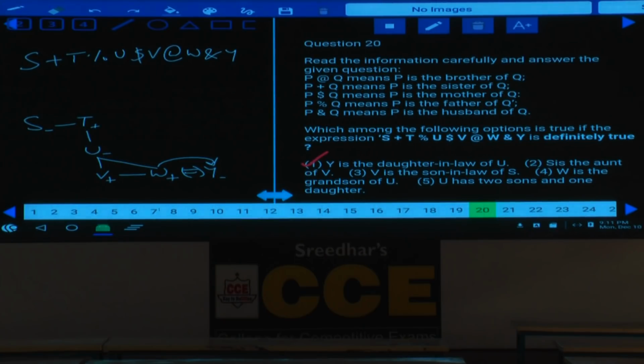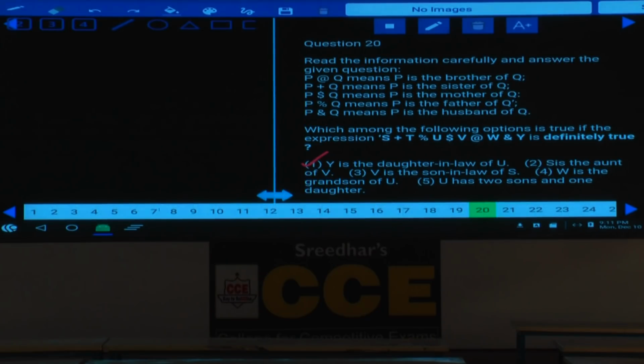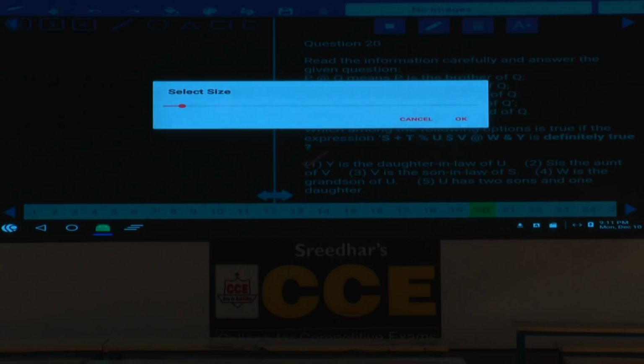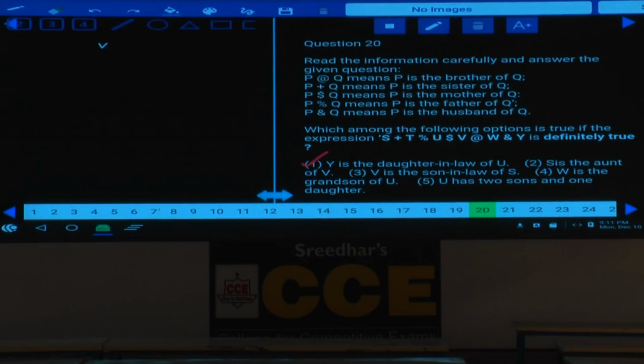Then the 21st question. What should come in place of the question mark to establish V is the niece of S in the expression? Now in order to prove V is the niece of S, what are the symbols? The expression is S @ T and U $ V ? W. In this question mark, what are the symbols that are to be replaced? That's what the question is, isn't it?